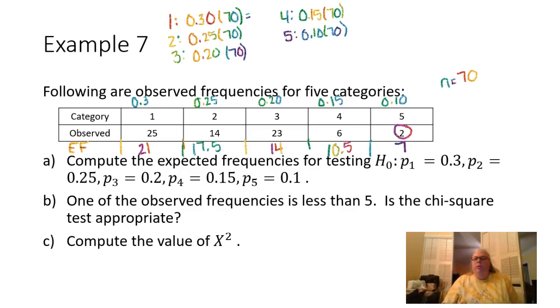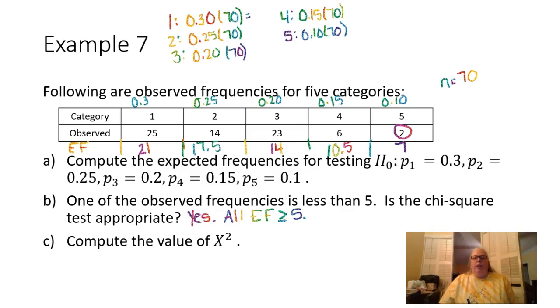Well, remember, to see if the chi-square test is appropriate, we need to be looking at our expected frequencies. And as long as everything in the expected frequency row is greater than or equal to 5, we're okay. And if we take a look down here, all these numbers are in fact greater than or equal to 5. So yeah, the chi-square test is going to be appropriate. And so here it is. Yes, it is appropriate because all the expected frequencies are greater than or equal to 5.